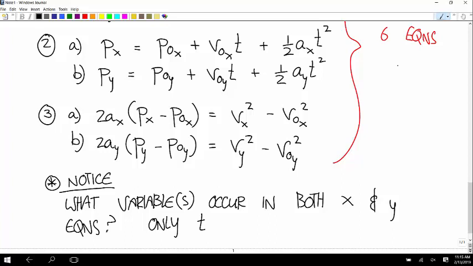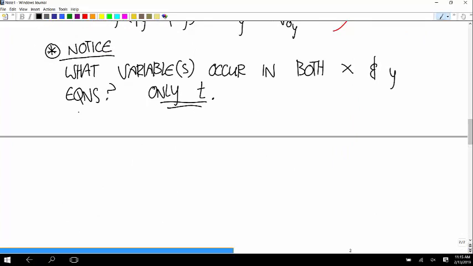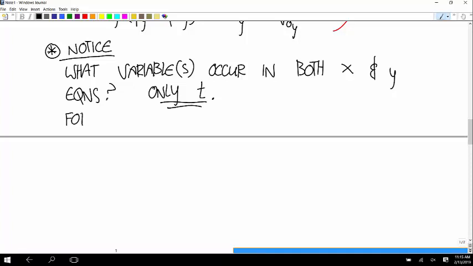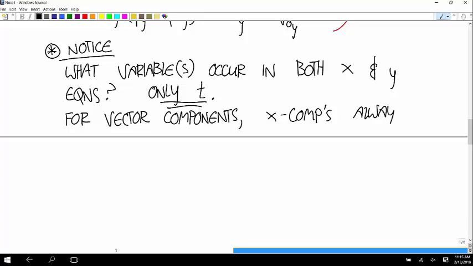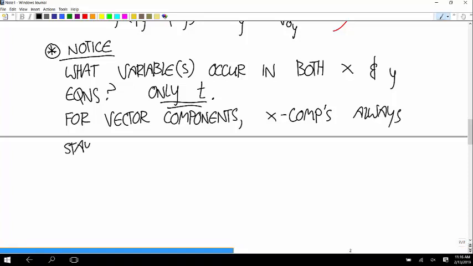And that means that for the vector components, the x components always stay in the x equations, and the y components always stay in the y equations.